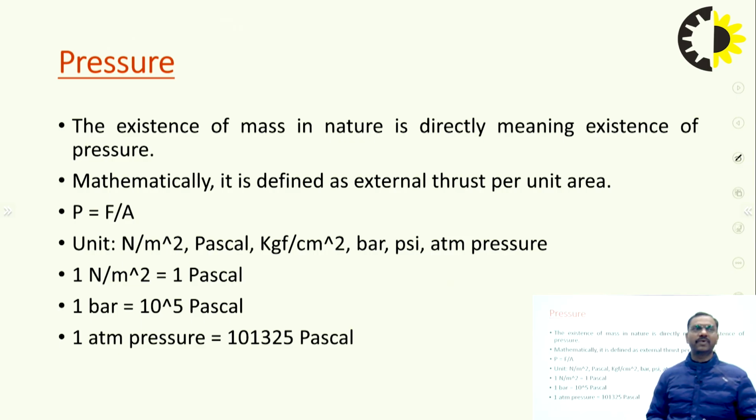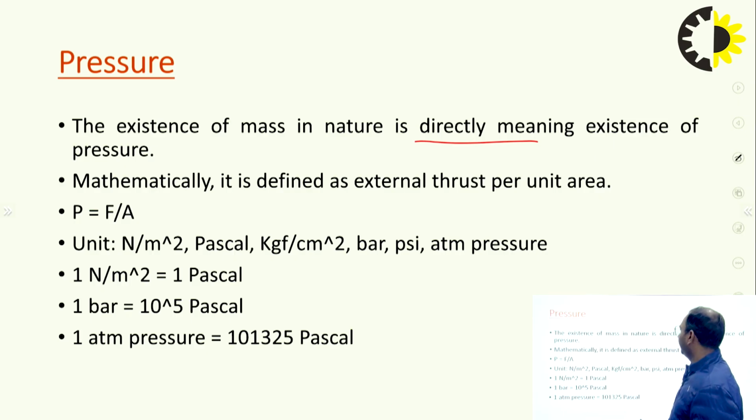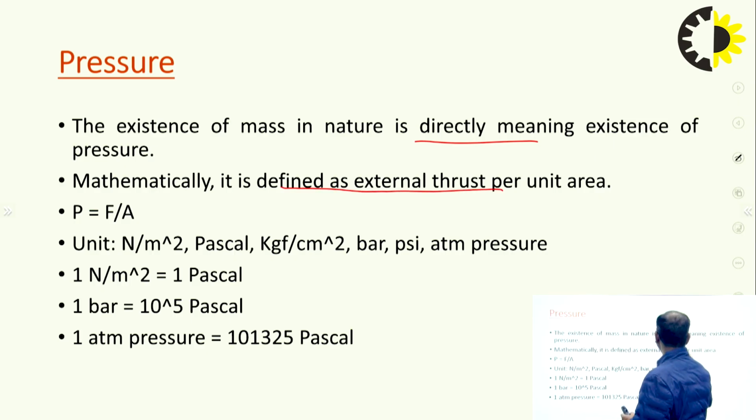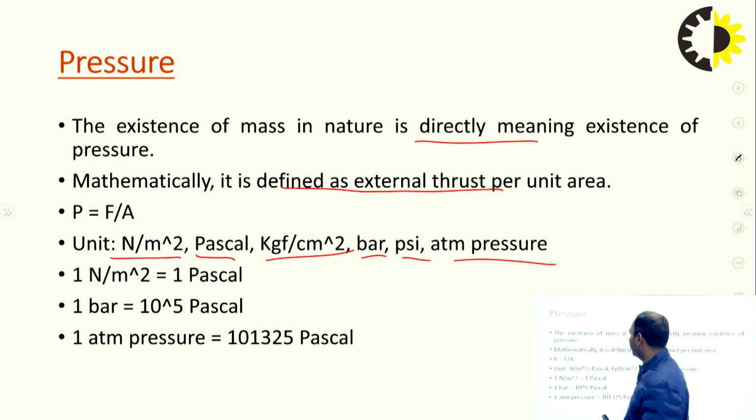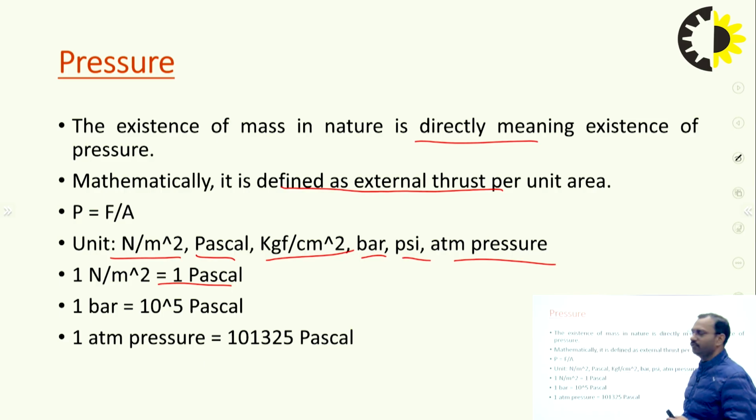Now, I will discuss what is pressure. Basically, pressure is the existence of mass in nature. Mathematically, it is defined as external thrust per unit area. Its unit is Newton per meter square. Other units are Pascal, kilogram force per centimeter square, bar, psi and atmospheric pressure. 1 Newton per meter square is also called 1 Pascal, 1 bar is equal to 10 to the power 5 Pascal, and 1 atmospheric pressure is equal to 101,325 Pascals.